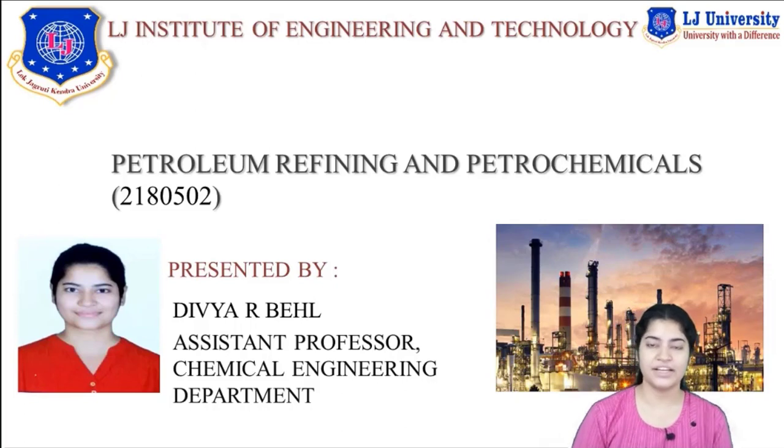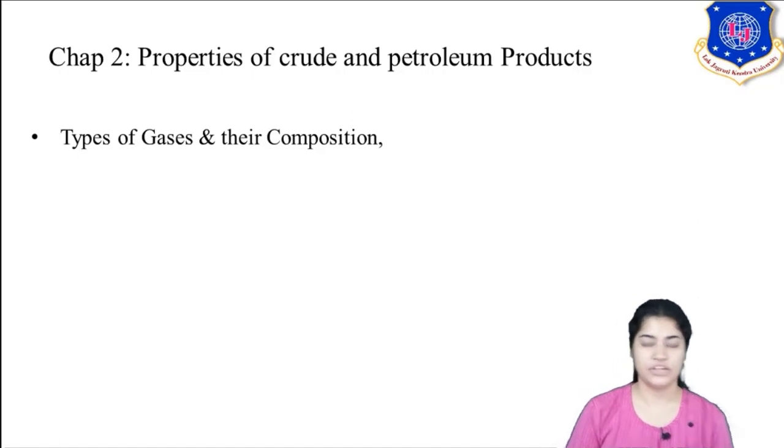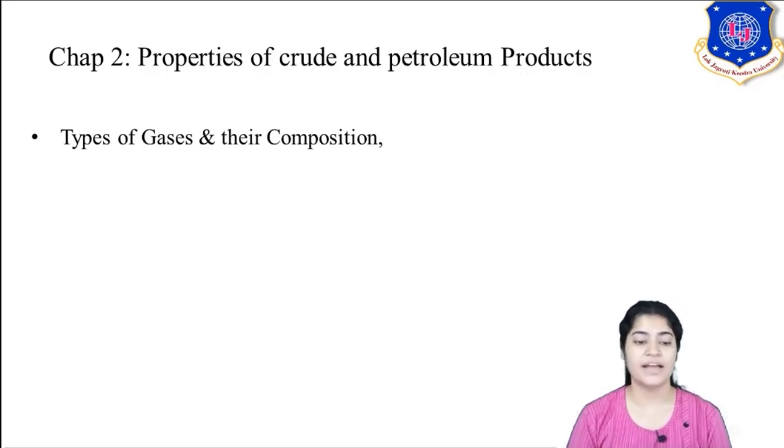So moving with the lecture. Now starting with chapter 2. Your chapter 2 is about properties of crude and petroleum products. So what would be the outline of your chapter? We will study the types of gases which are available and their compositions.